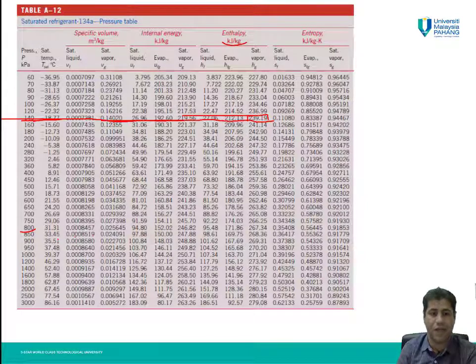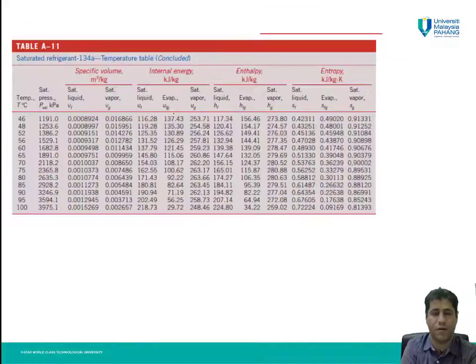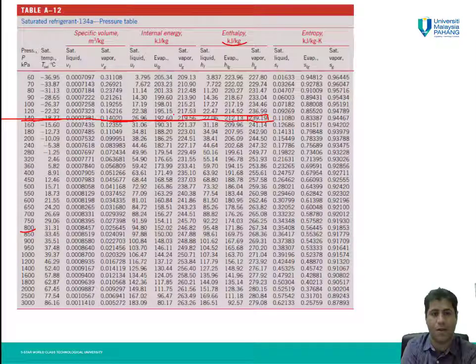So let's see how much the entropy is, because as I said here, we also have entropy. The entropy which we have here, S2, is equal to S1. So entropy is 0.94 almost. So entropy is 0.94.